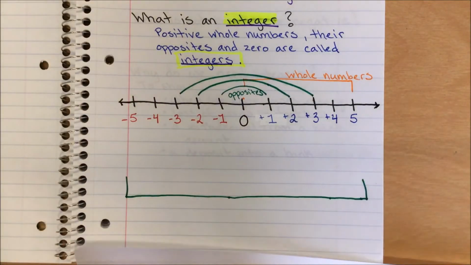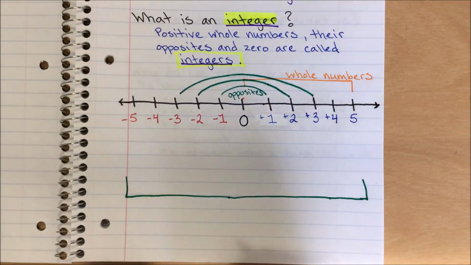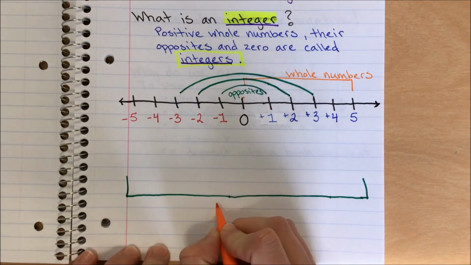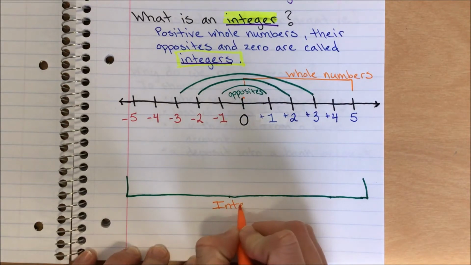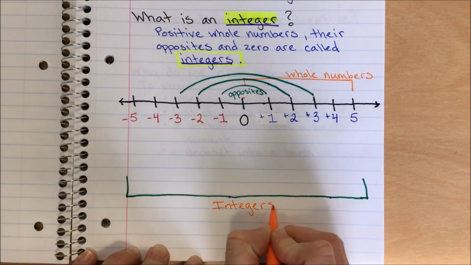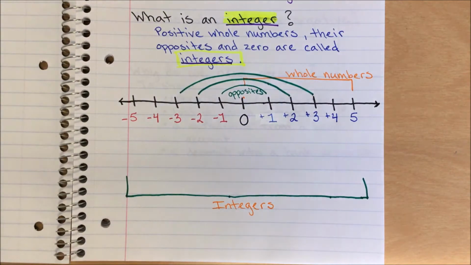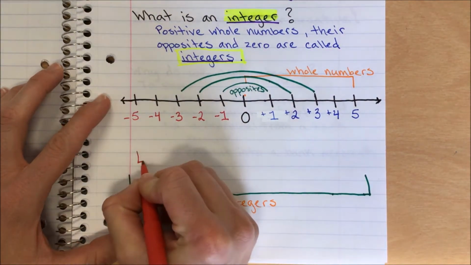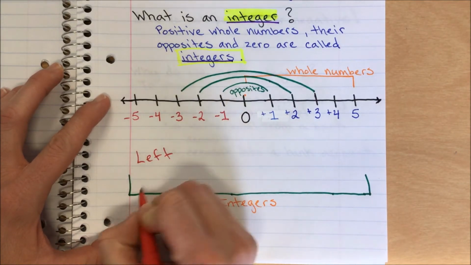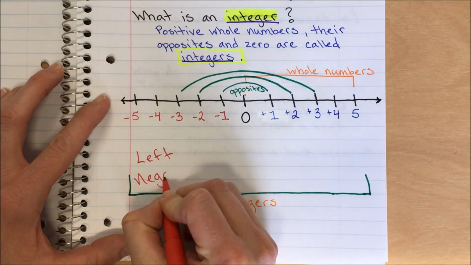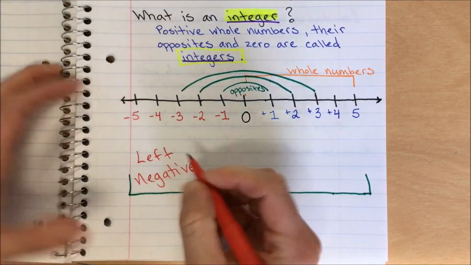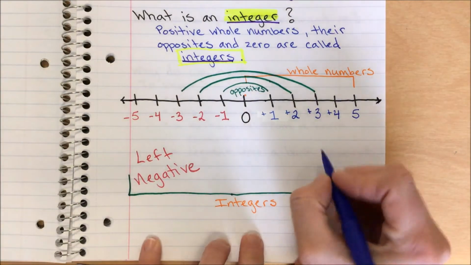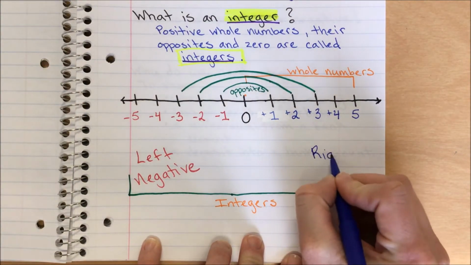Okay, so here we've represented our integers on our number line. On a horizontal number line, the numbers on the left are negative, and our numbers on the right are positive.